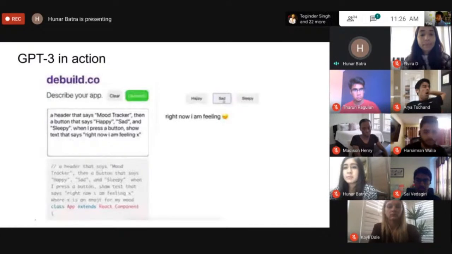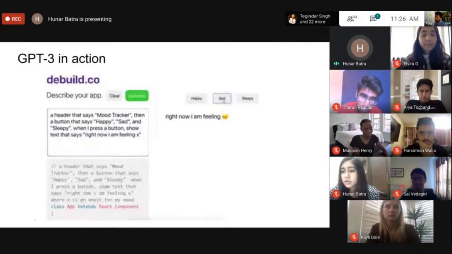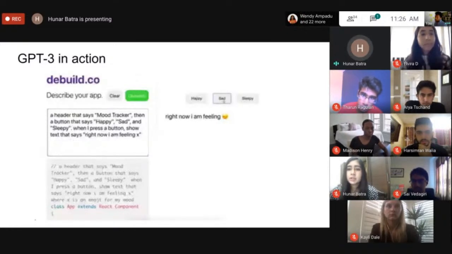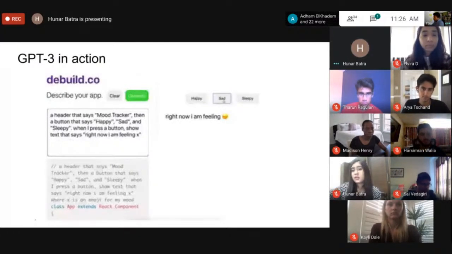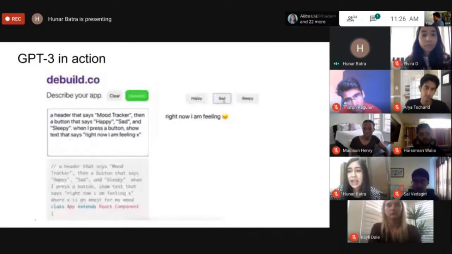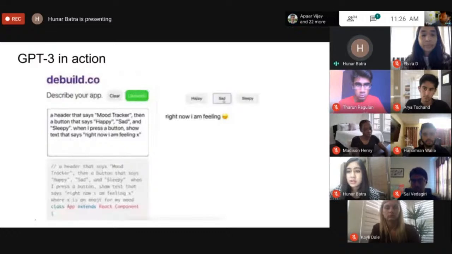This is an example of GPT-3 in action. Someone created a website called dbuild.co, which uses the GPT-3 API. You just describe what you want the website to look like, and it will automatically generate the code on its own. Using natural language understanding, it tries to understand what the user actually wants, and based on that, it generates the website code and the website.